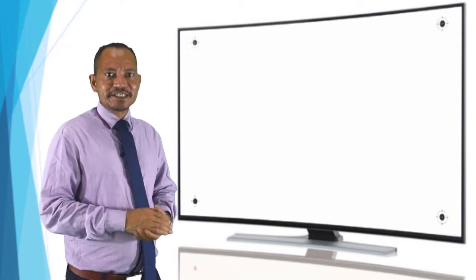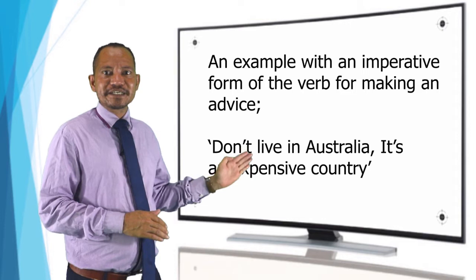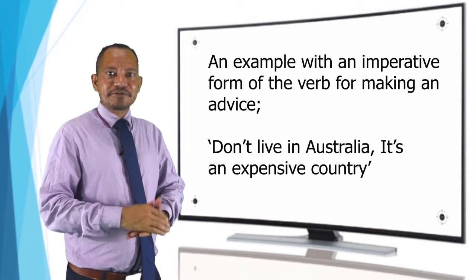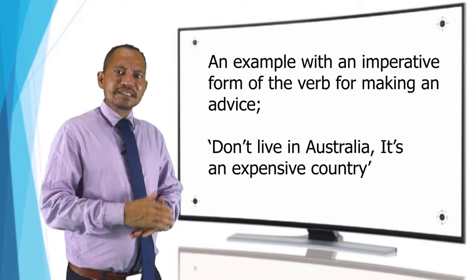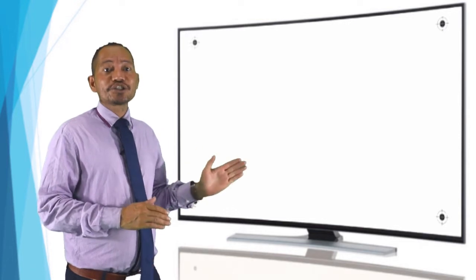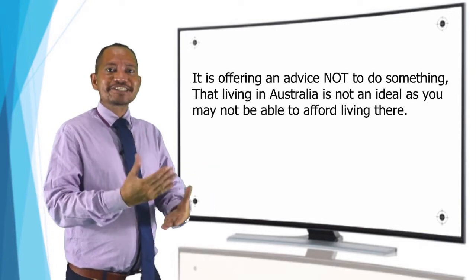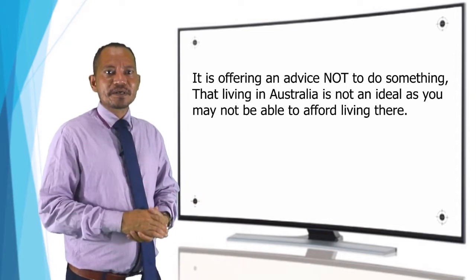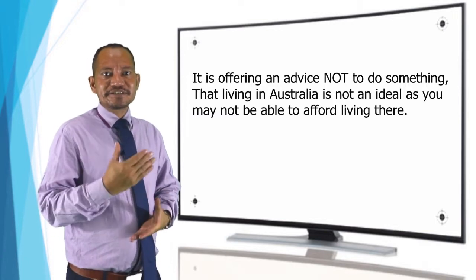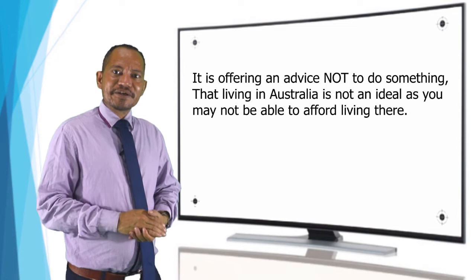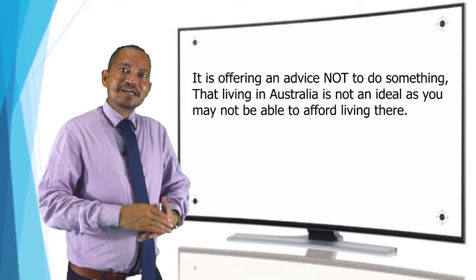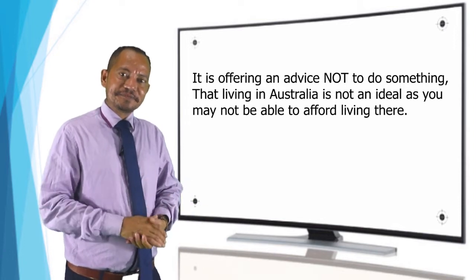Another example, let's imagine someone says, don't live in Australia. It's an expensive country. Now, this is advice with the use of an imperative form in the negative form, or basically suggesting someone not to do something, in this case, not to live in Australia because of its expensive living cost. So you see, the person is suggesting or offering advice that living in Australia is not ideal, as you may not be able to afford living there, etc.